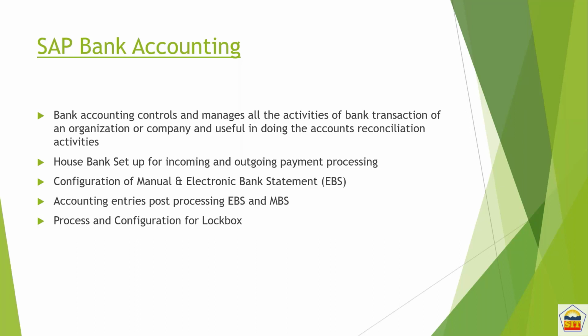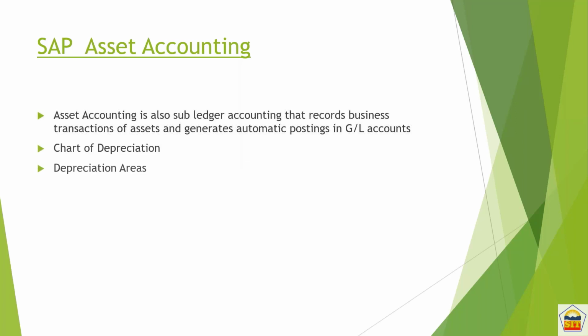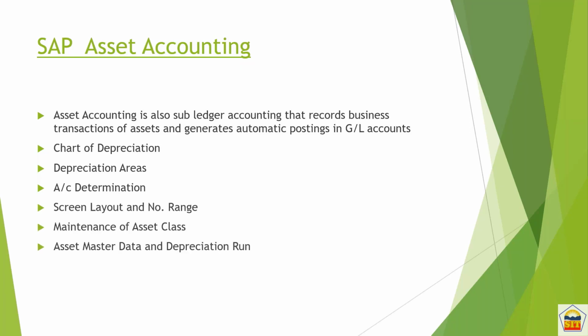And under the bank accounting, we will also be setting up the lockbox, where we will be accepting the incoming payment from the customer automatically. For that lockbox, the bank will be sending us the lockbox file. We'll process that file, and it will let us know that these many customers have made the payment.